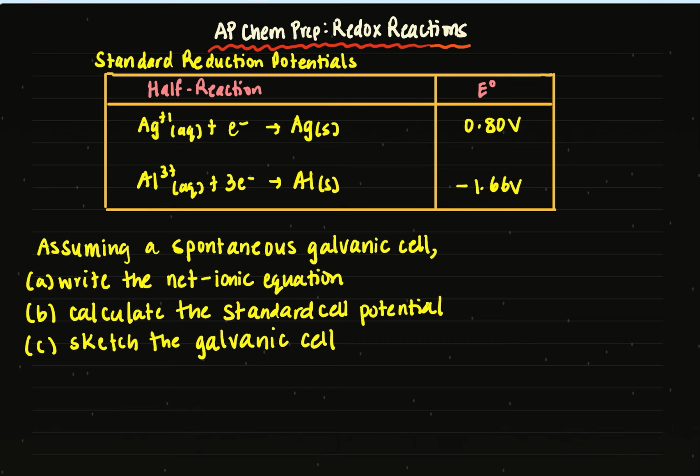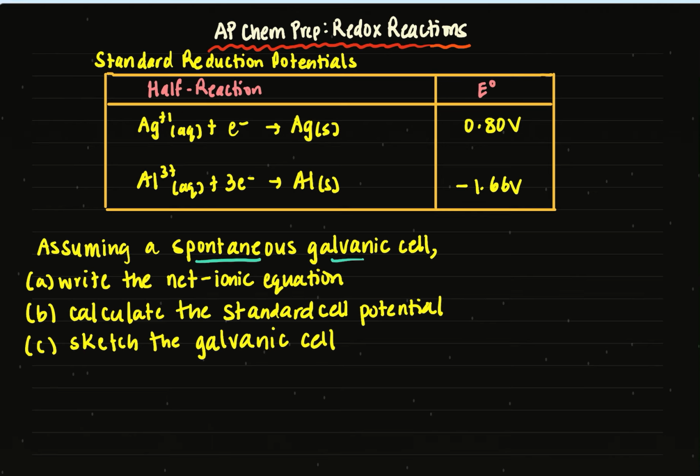In this video, we're going to look at redox reactions in electrochemistry to do a little bit of AP Chem review. So I'm shown here a standard reduction potential data table, and I have to use this information, and assuming I have a spontaneous galvanic cell, answer a few questions.